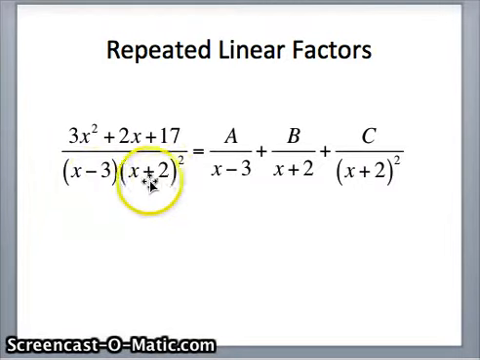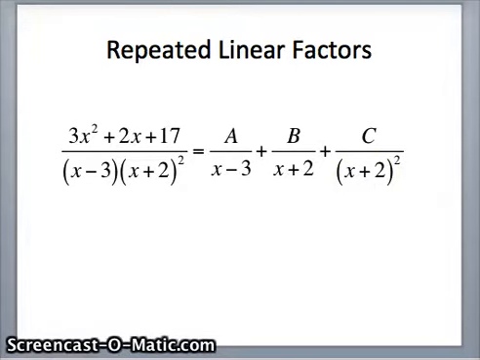We think about fractions that we could add together to get a common denominator of x minus 3 times x plus 2 squared. We certainly could have a fraction with a denominator of x minus 3. We could certainly have a fraction with a denominator of x plus 2 squared. But we could also have a fraction with a denominator of x plus 2. So here's our model: A over x minus 3 plus B over x plus 2 plus C over x plus 2 squared. And our goal will be to solve for A, B, and C.